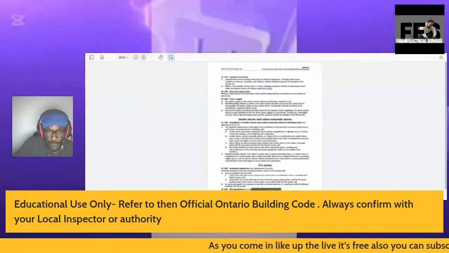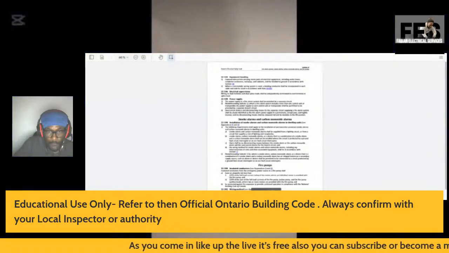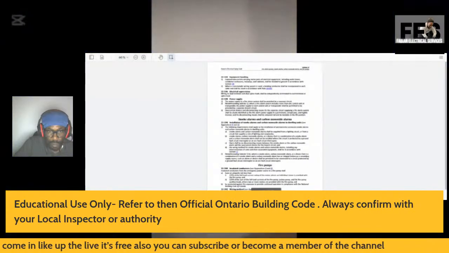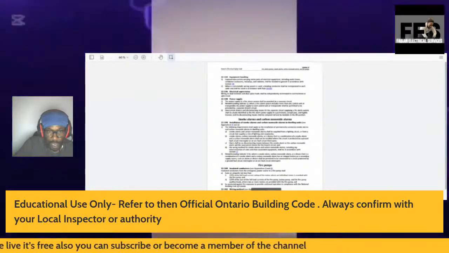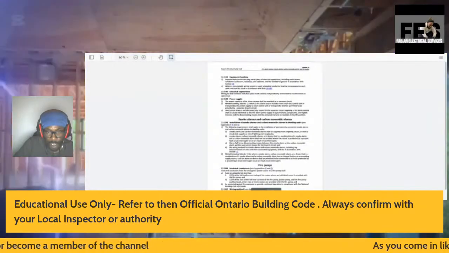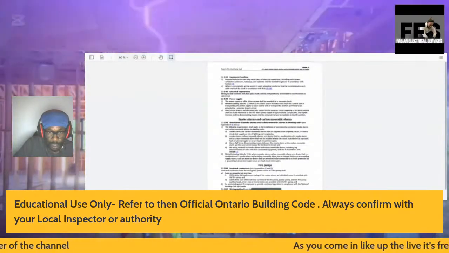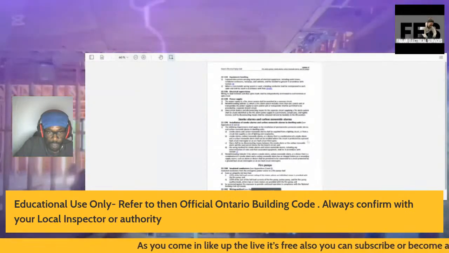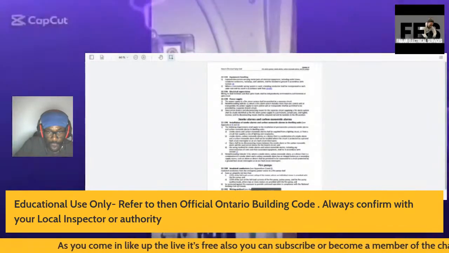So a smoke alarm or carbon monoxide alarm shall be supplied from a lighting circuit or from a circuit that supplies a mix of lighting and receptacles. A smoke alarm shall not be installed where the circuit is protected by a ground fault circuit interrupter or an arc fault circuit interrupter.